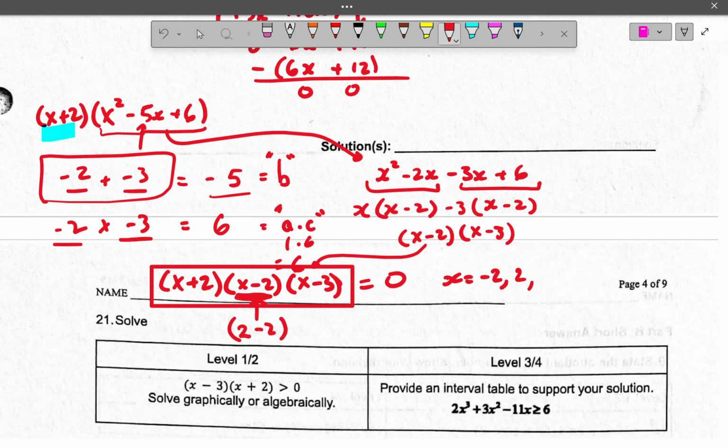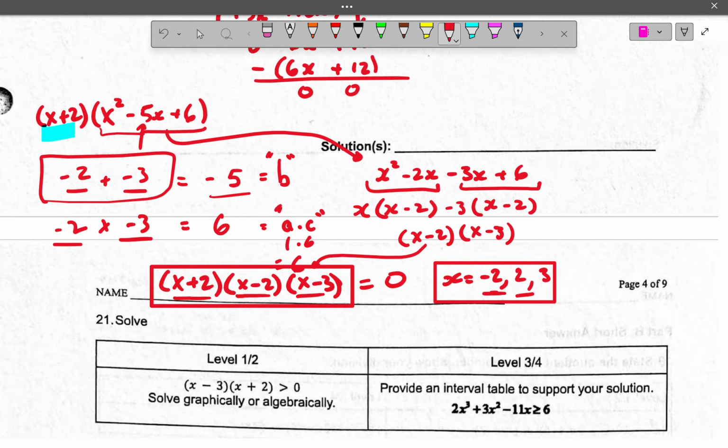And then for the third solution, x has to be equal to 3, because 3 minus 3 also gives us 0. So those are the three ways in which we can make our function equal to 0. So it's -2, 2, and 3. Those are our three solutions.